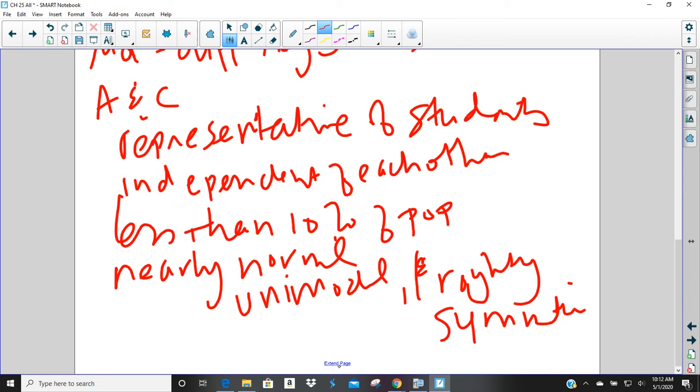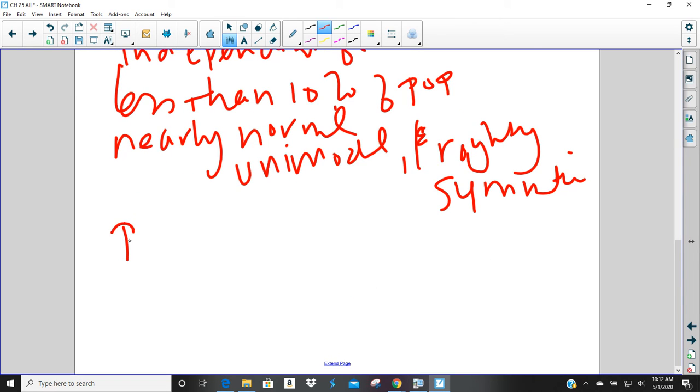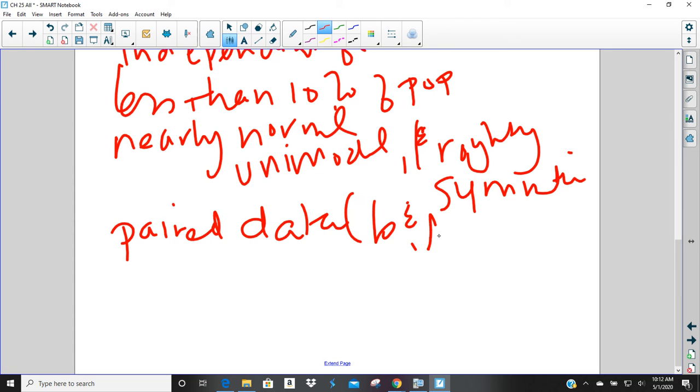So yes, it's nearly normal. So the last thing is paired data. And I'm going to write down how I know that. It's before and after. Okay, so therefore, use paired.